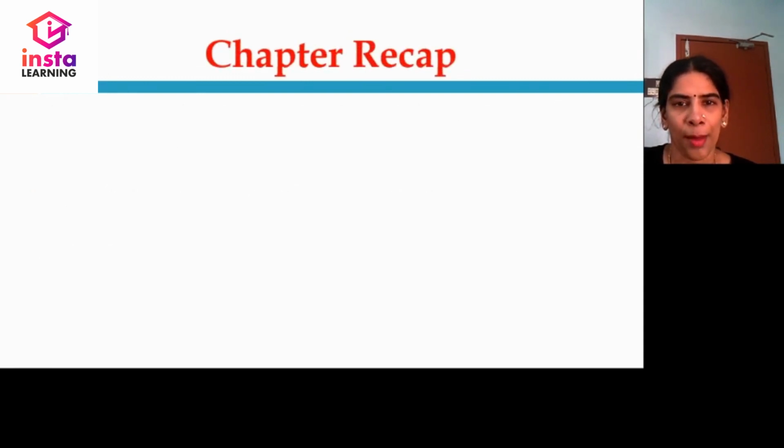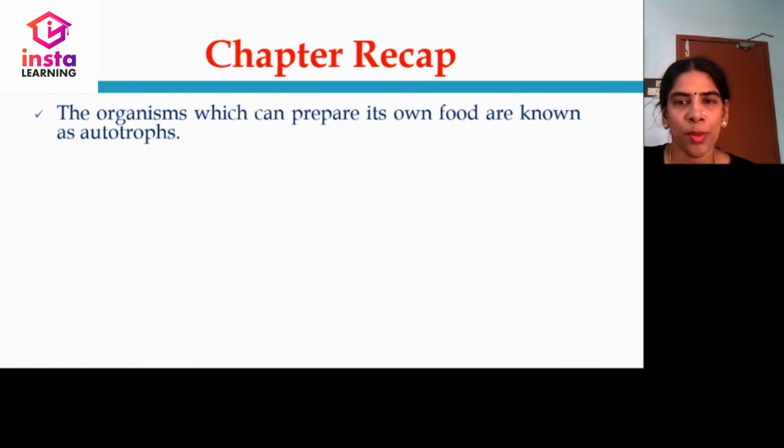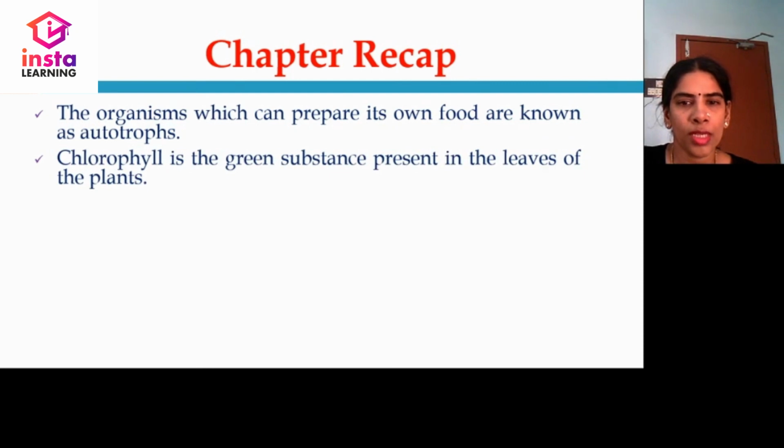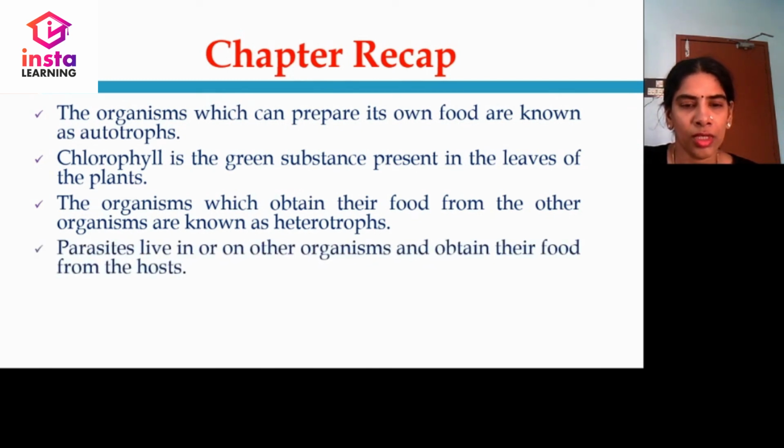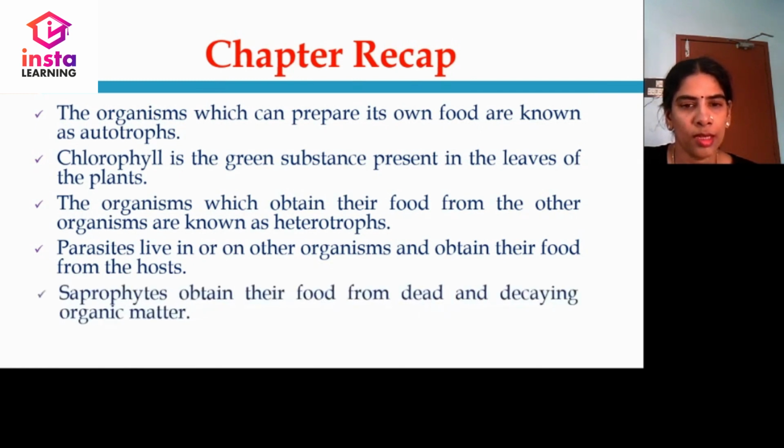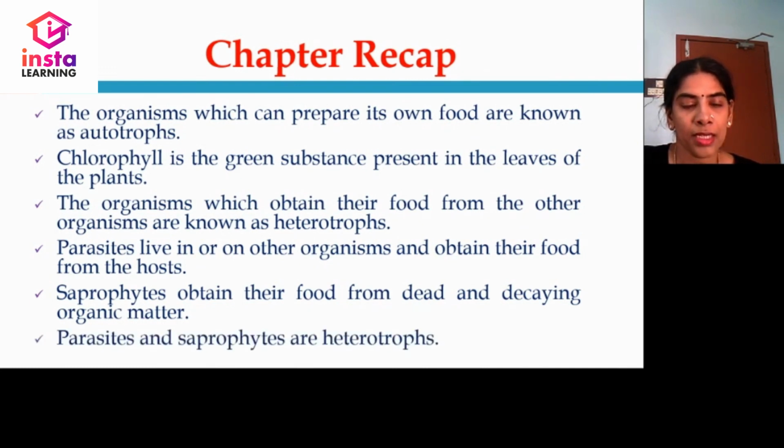Let us have a chapter recap. Organisms which can prepare their own food are known as autotrophs. Chlorophyll is a green substance present in the leaves of the plant. Organisms which obtain their food from other organisms are known as heterotrophs. Parasites live in or on other organisms to obtain their food from the host. Saprophytes obtain their food from dead and decaying organic matter. Parasites and saprophytes are heterotrophs.